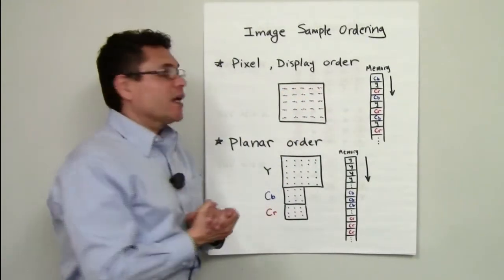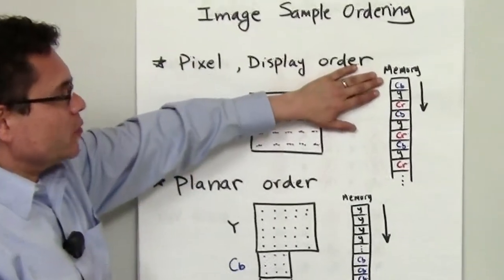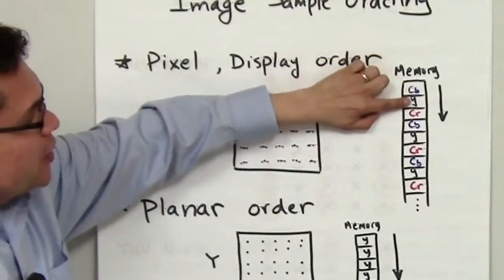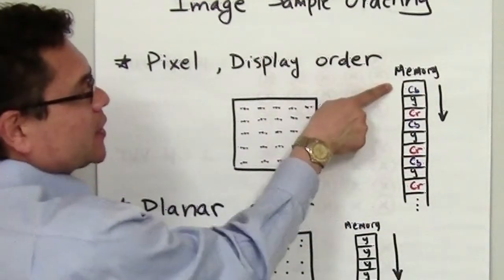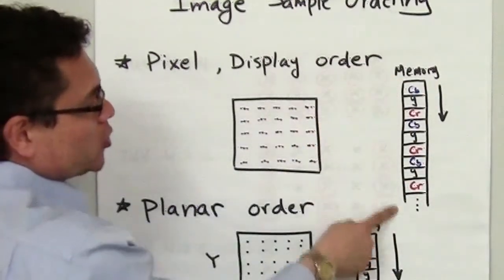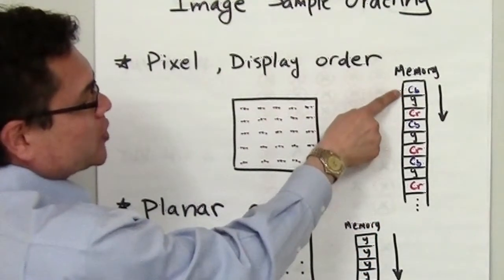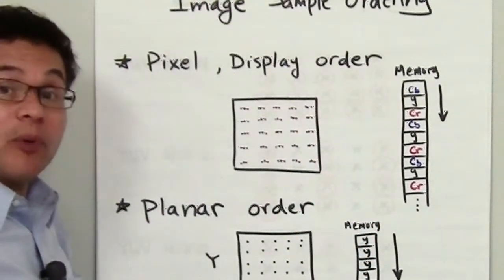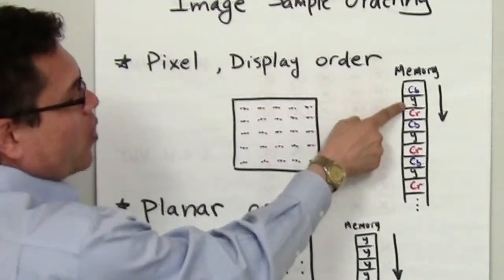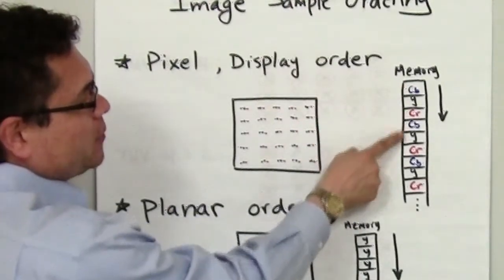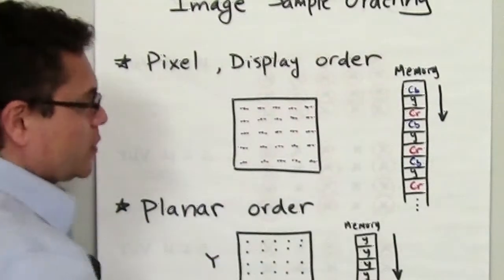In memory, these components will be stored, for instance, like this. If each one of these boxes is a location of memory, and this is the lowest memory, you go from low to high memory, and then you see the components stored. In this case, let's assume that each component is 8 bits, so it's 1 byte per component: CB, Y, CR, CB, Y, CR, and so on and so forth.